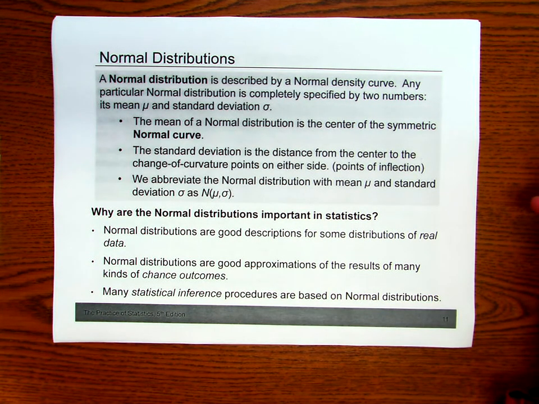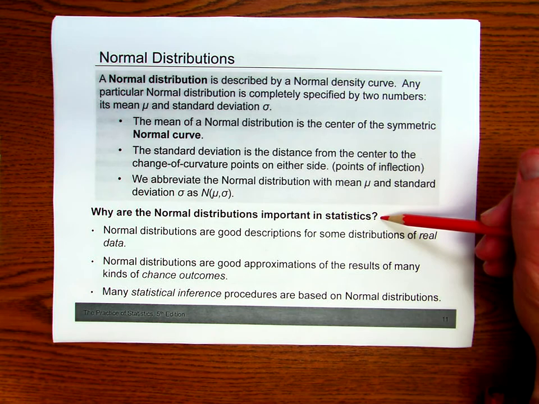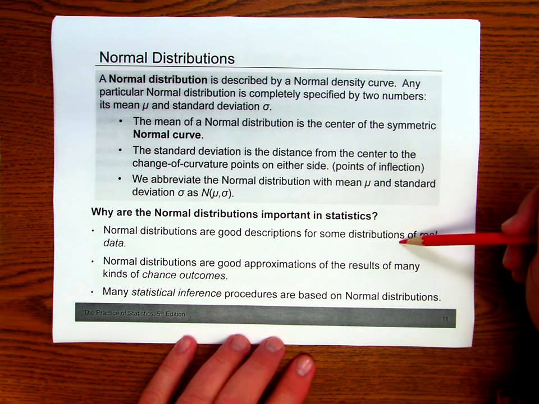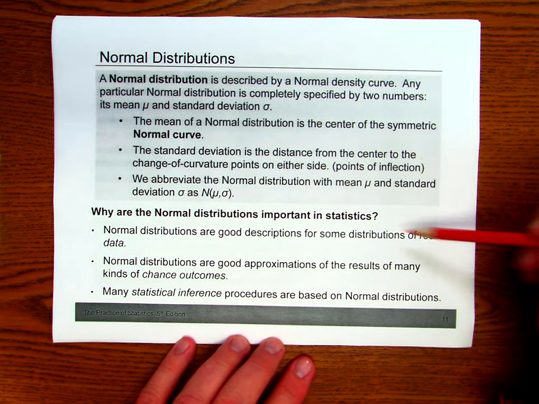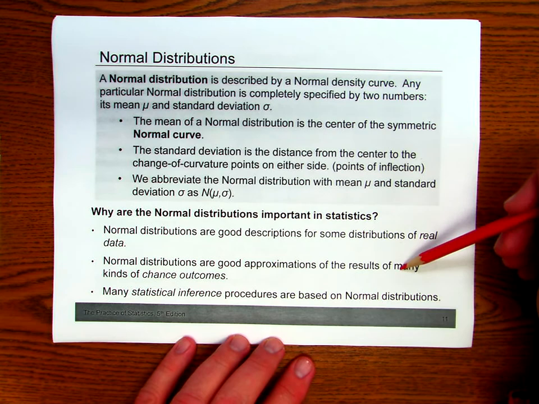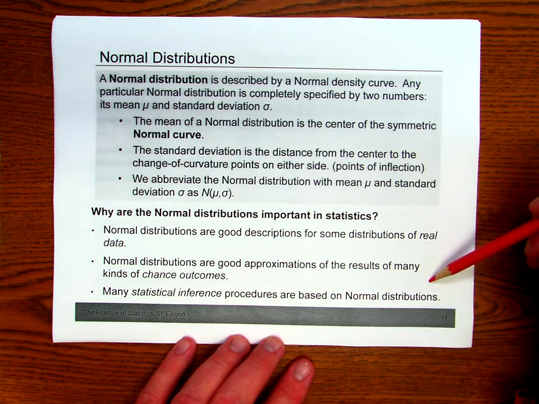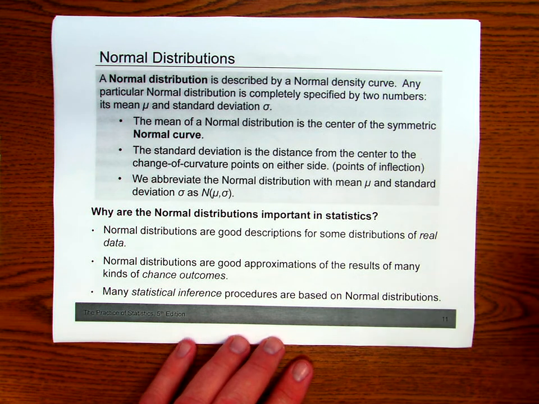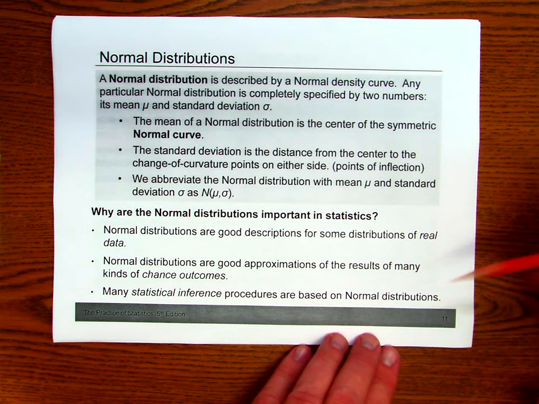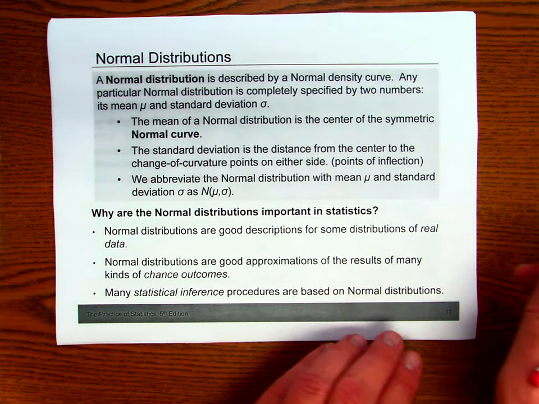Okay, why are normal distributions important in statistics? Normal distributions are good descriptions for some distributions of real data. Normal distributions are good approximations for the results of many kinds of chance outcomes, and many statistical inference procedures are based on normal distribution. All of which we're going to look at in great detail over the course of the class.